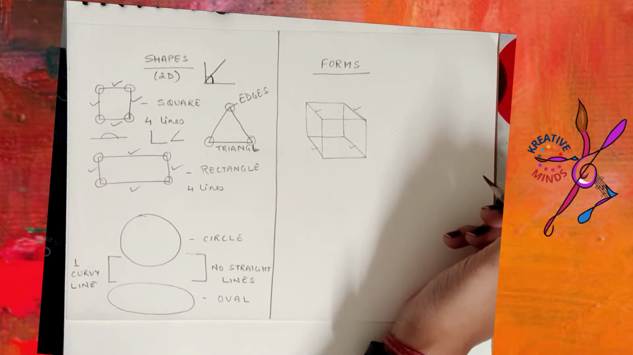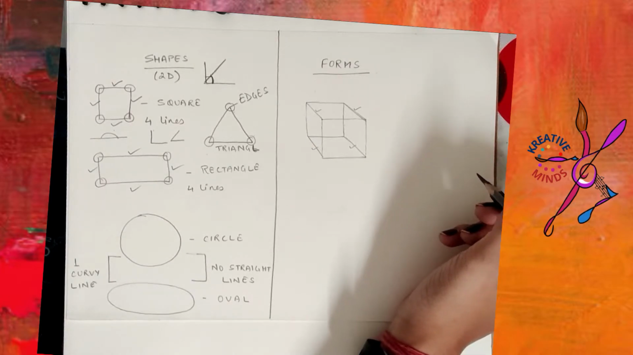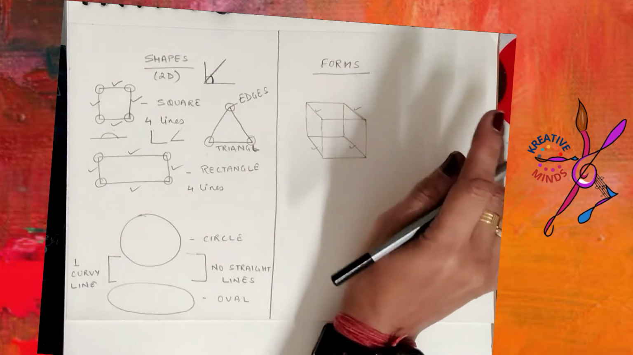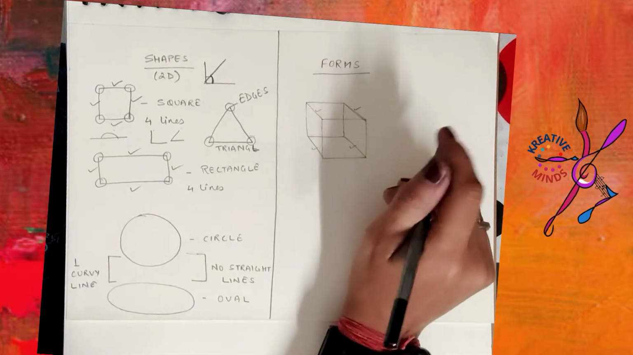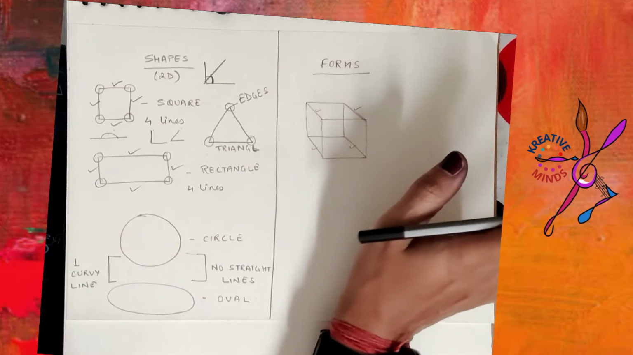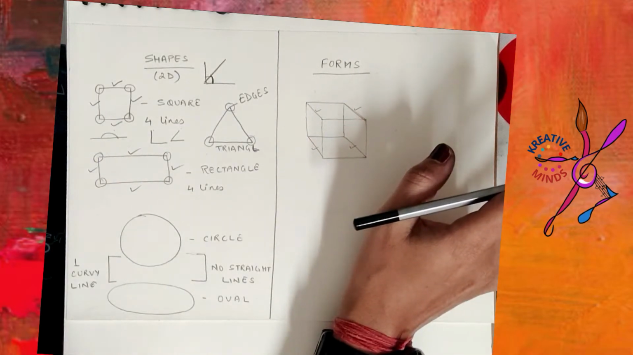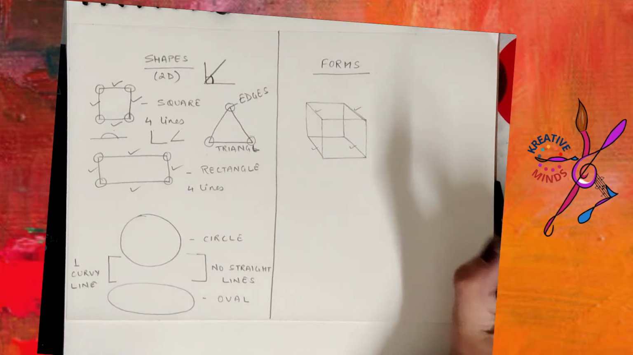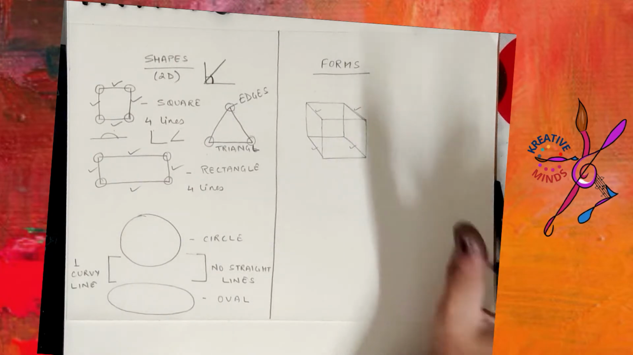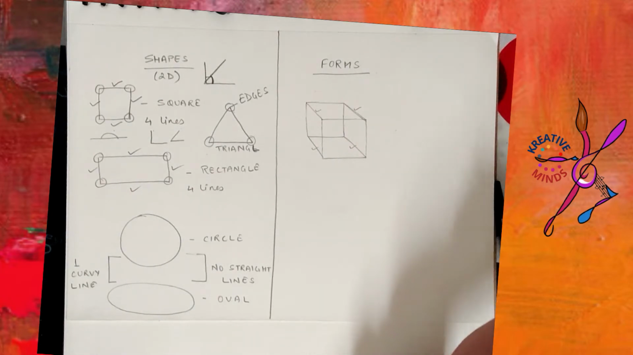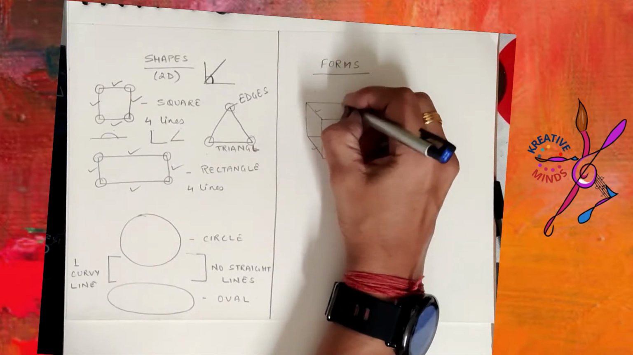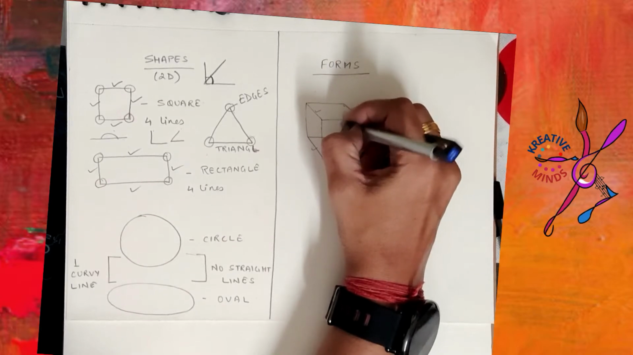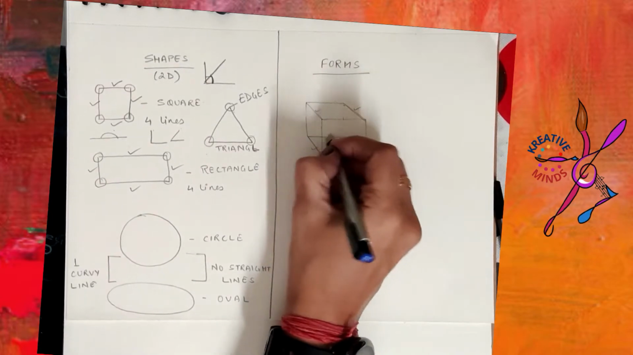Correct. Now, if it's a transparent cube, all the lines will be visible. Let's say it's not a transparent cube, because generally when we draw, it is very rare that it's a transparent cube. So we erase the excess lines.